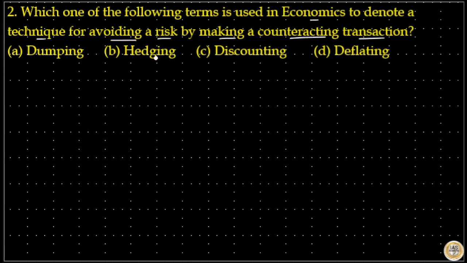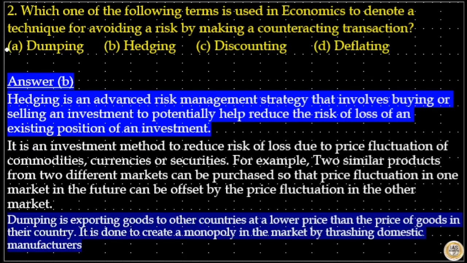Options are dumping, hedging, discounting, deflating. Here the answer to this question is option B, hedging. Hedging is an advanced risk management strategy that involves buying or selling an investment to potentially help reduce the risk of loss of an existing position of an investment. It is an investment method to reduce risk of loss due to price fluctuation of commodities, currencies or securities.